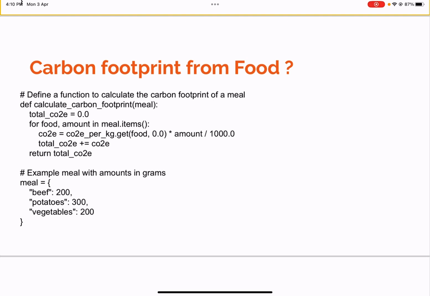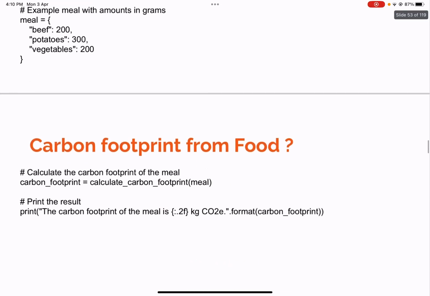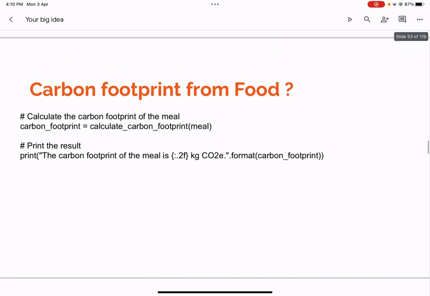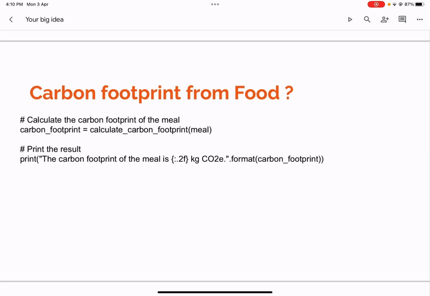Okay. So here, in my example I have given the input in grams, right? So my conversion is by 1000, I would get the CO2 equivalent in kgs. And this is the final command I put. I calculate the carbon footprint of the meal, okay, and finally print the result. So this is a simple code. If you are familiar with Python code, you know that these are the simple commands which can be input to the carbon footprint calculator for arriving at the carbon footprint of the food which one consumes, right?